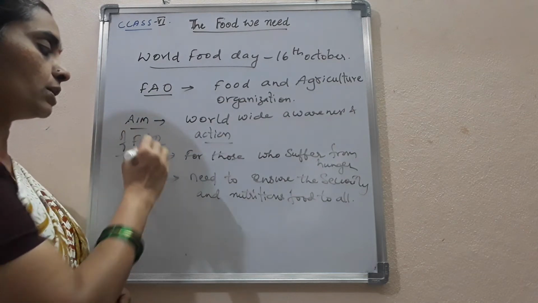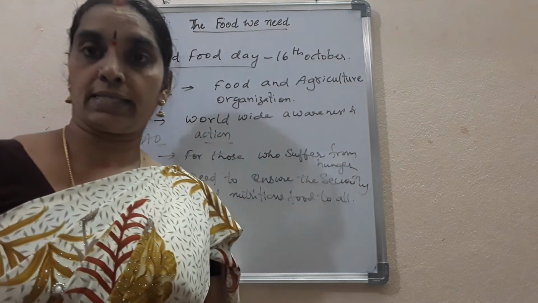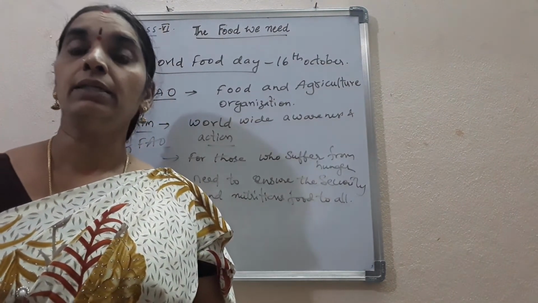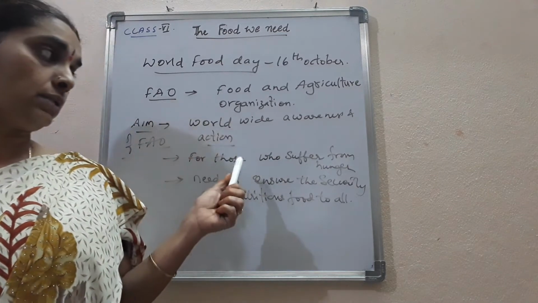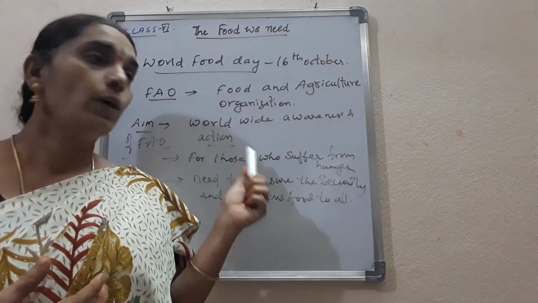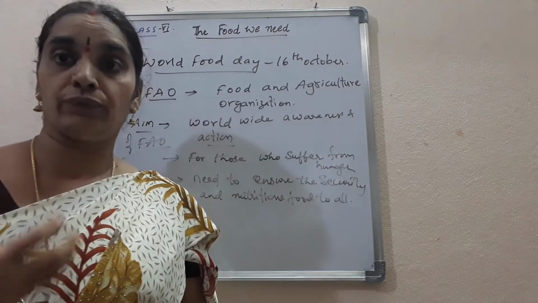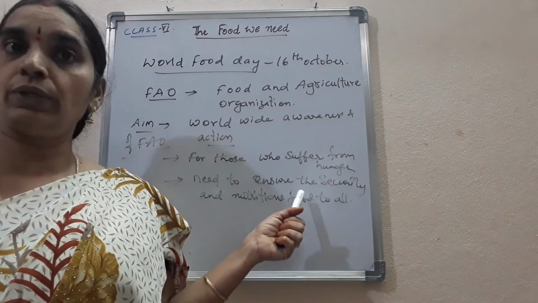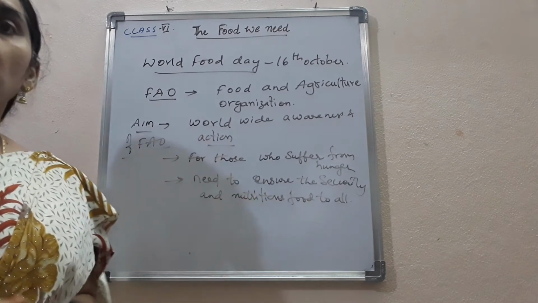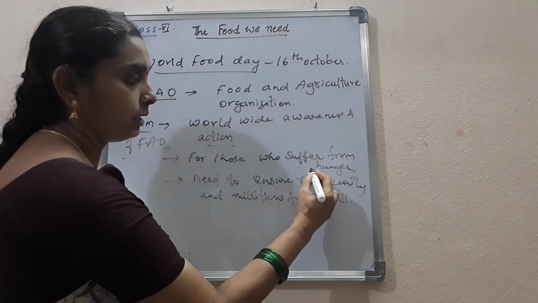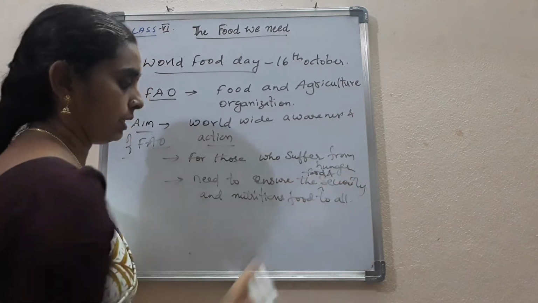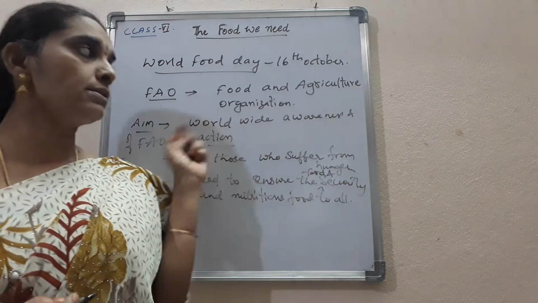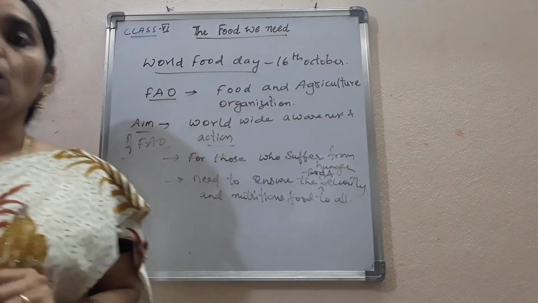The Food and Agriculture Organization aims at providing awareness and action for those who are in hunger, and ensuring food security and also nutritious food to all. Okay, that is the aim of FAO.